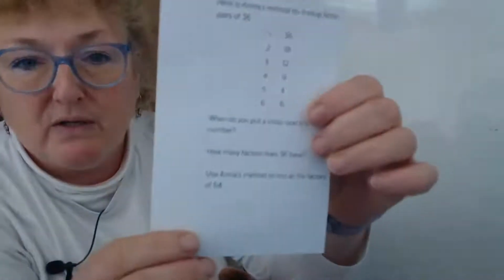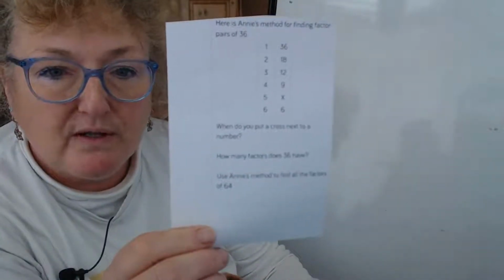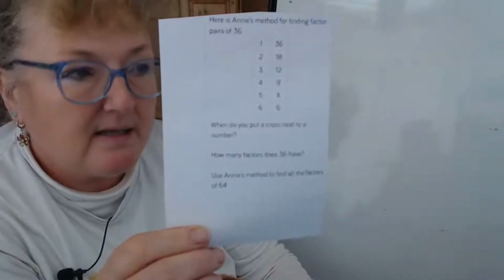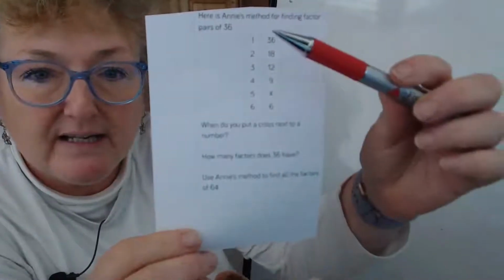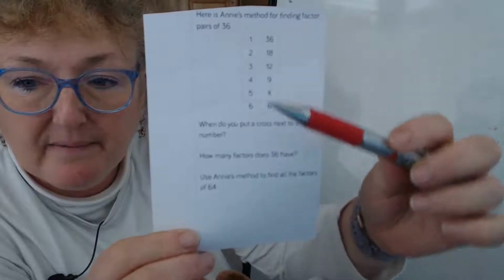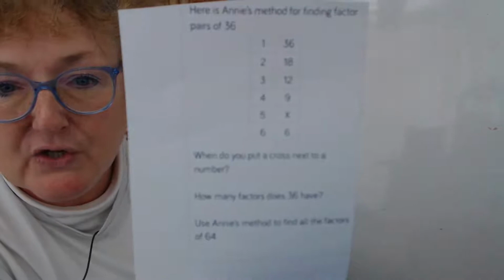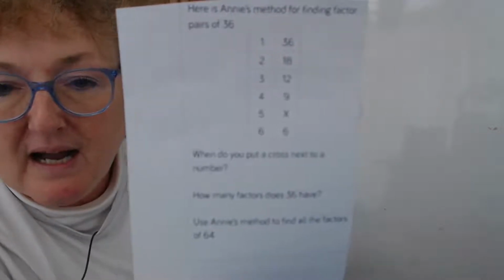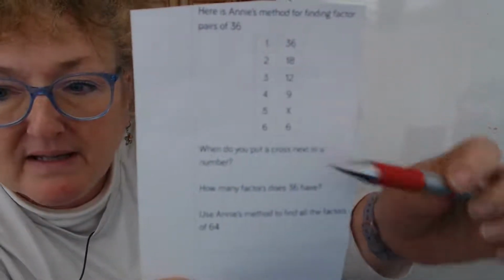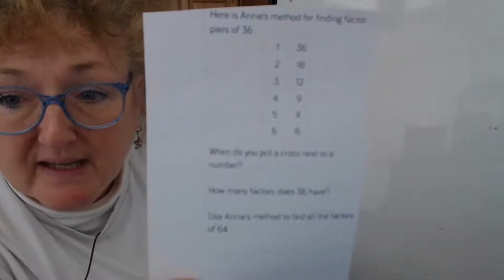Let me come back up. Maybe the writing's just a little bit too small, so I'll hold that there to make sure that you can see. Okay, so this is Annie's method of finding the factor pairs to 36. Is that better? That's Annie's method of using the factor pairs to 36. I'd like you to use that same method and find the factor pairs to 64. Can you find the factor pairs to 64?